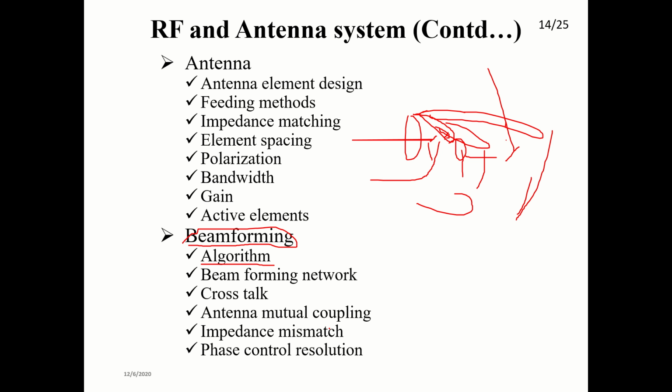Next is phase control resolution. So that's what I was telling. The algorithm should consider phase control resolution. It may vary in 0.1 degree, or 1 degree, 2 degree. So that's the kind of resolution we need. And the second kind of resolution is what sort of phase we are exciting into the element.